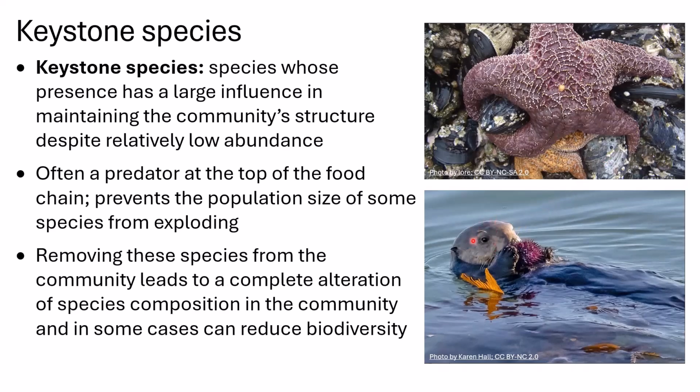Similarly, sea otters are important for keeping the population of organisms like sea urchins in check. When sea otters were hunted for fur, this led to a drastic increase in sea urchin population, which then fed so heavily on the kelp forest that the foundation of the community was removed. Removing keystone species can therefore lead to a complete alteration of species composition in the community, and can also reduce biodiversity.